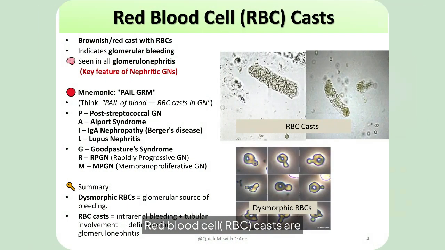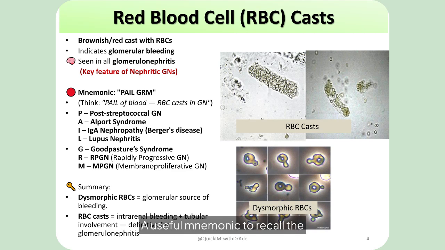Red blood cell (RBC) casts are hallmark findings of glomerular injury and are definitive evidence of intrarenal bleeding. They appear as cylindrical structures containing intact or lysed red blood cells embedded within a proteinaceous matrix, typically brownish or reddish in color. Their presence on urine microscopy strongly suggests glomerulonephritis, distinguishing a glomerular source of hematuria from other urinary tract causes. Dysmorphic RBCs often accompany RBC casts, indicating glomerular basement membrane disruption.